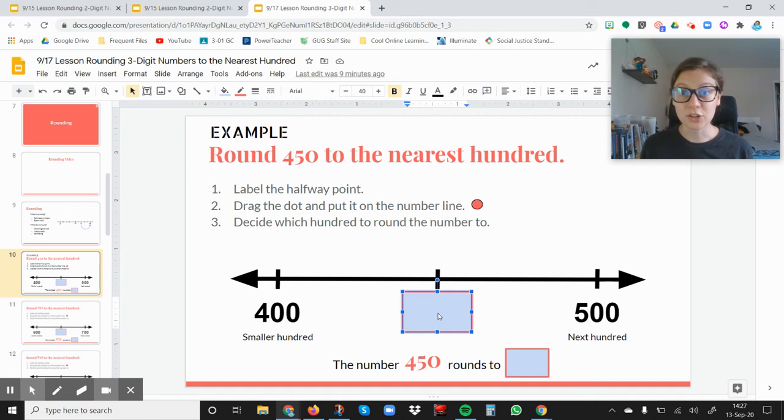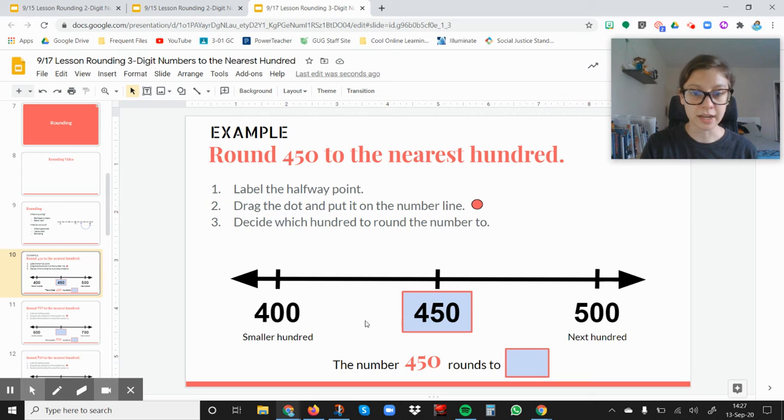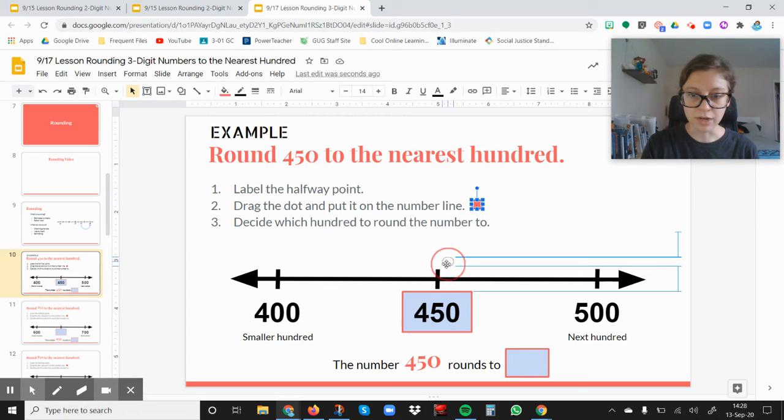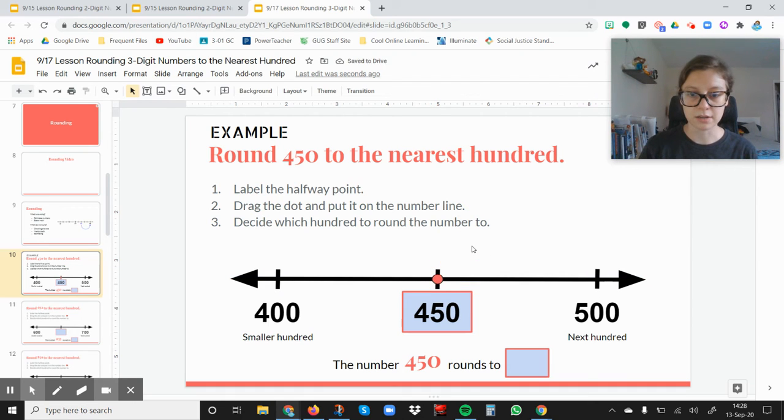So in step 1, we need to figure out what goes here in our halfway point. Well, we just figured out that all of our halfway points ended in 50. And I know that we're in the 400s. So this is 450 as our halfway point. Step 2 says drag the dot and put it on the number line. So I need to put my dot at 450. Well, wait, I've already labeled 450 on my number line. I know exactly where this dot goes. So I'm going to click and drag my dot to be right on the number line at 450.